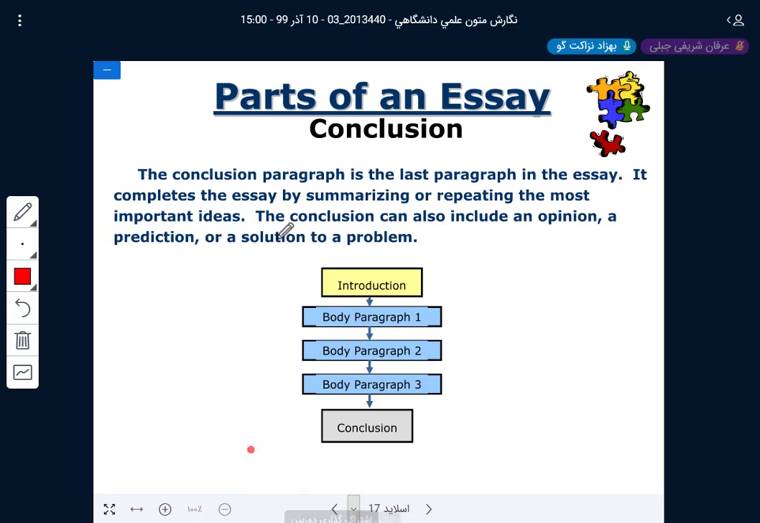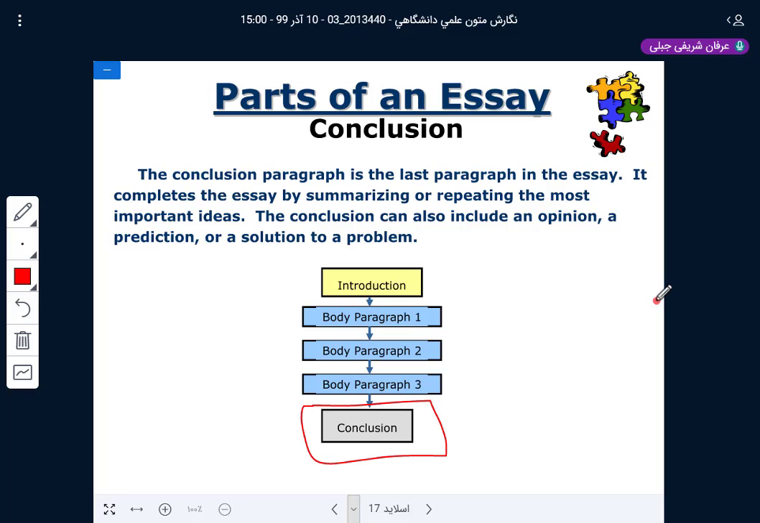This is again another structure for our writing, and as you see here, we have the conclusion, which is again a very important paragraph to write. Let's see how to write this. Go on, please. The conclusion paragraph is the last paragraph in the essay. It completes the essay by summarizing or repeating the most important ideas.